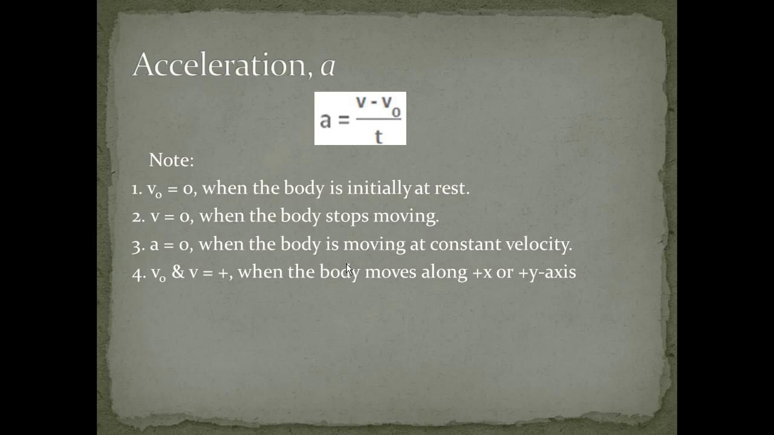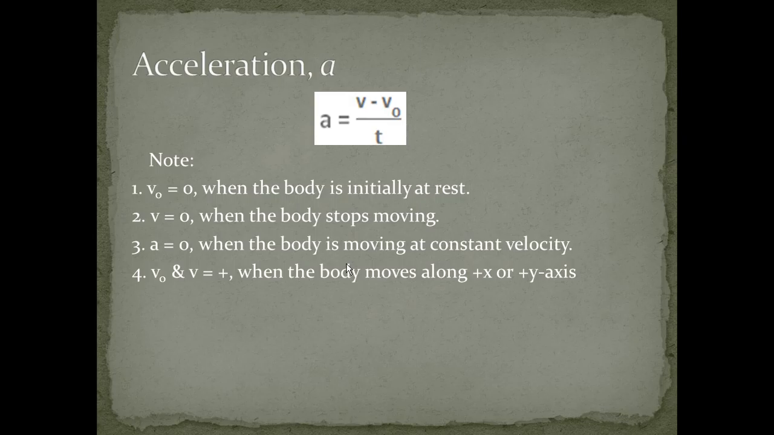Okay, so in terms of the direction of the velocity, when the body moves along the positive x direction and the positive y direction in our usual Cartesian coordinate system, remember that from the origin, moving to the right is positive, and going upward is also positive. Going to the left of the origin and downwards from the origin is designated a negative sign.